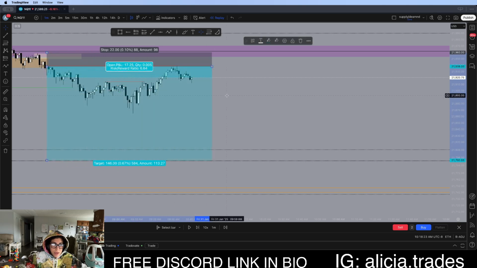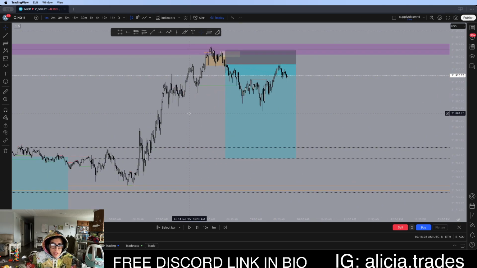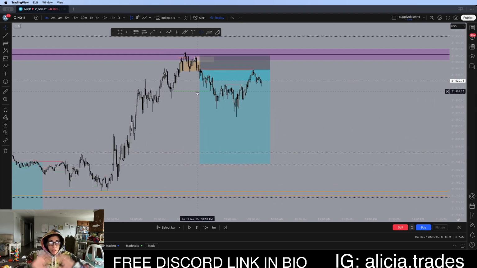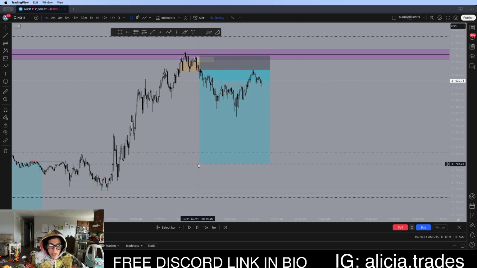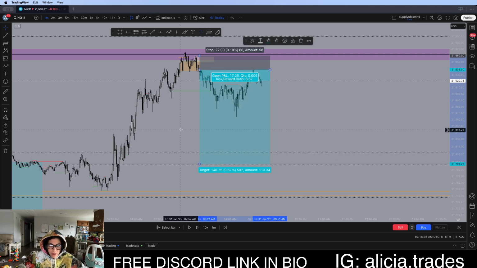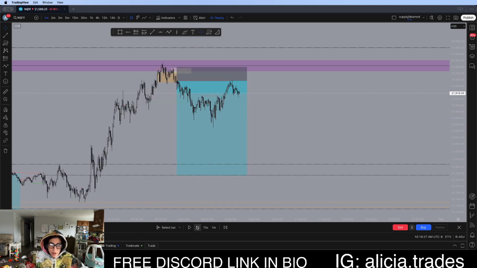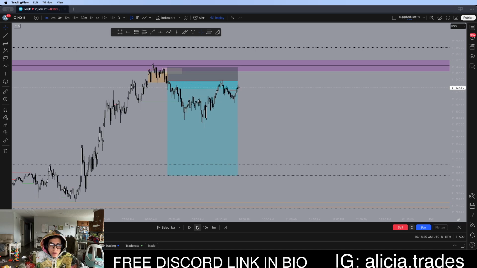Okay, I don't put my stops to break even yet, you guys. I usually just let my trade run. I'll accept the loss if it goes. Once we hit, obviously, this 1 hour zone, that's when I'll put my stops to break even. Okay, let's just play this out.